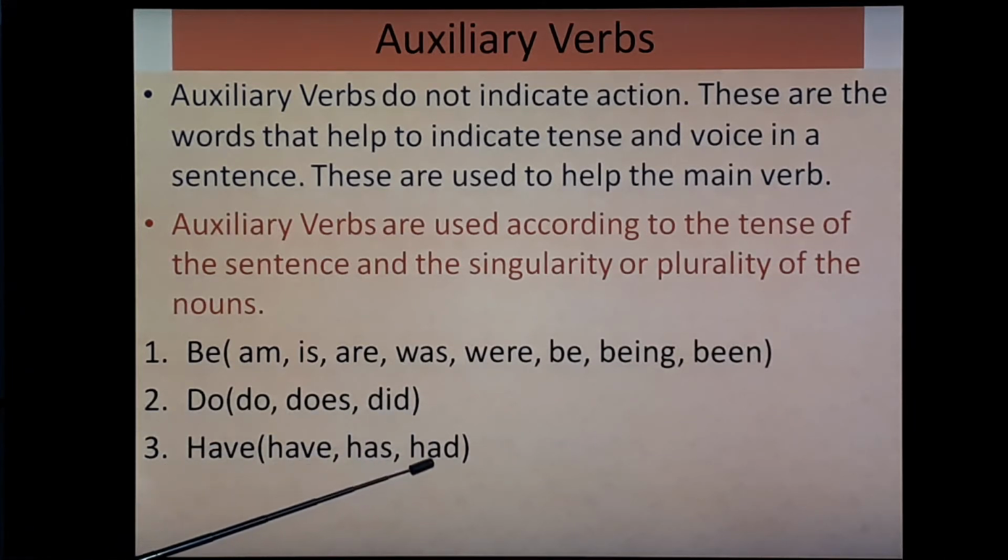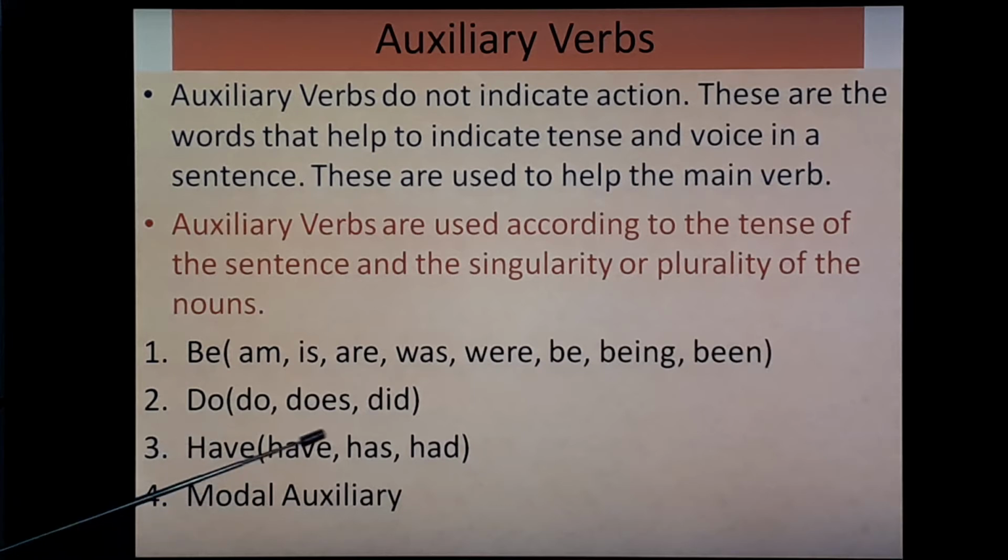If past perfect is mentioned, then had. Present perfect, if a singular subject is there, then has. If plural is there, then have. All these three forms are explained in detail in the series of tenses. Fourth, that is modal auxiliary.